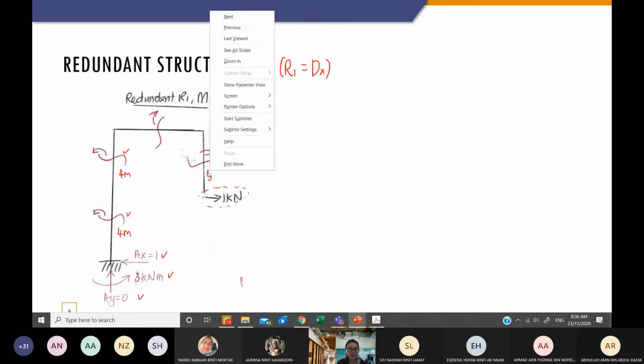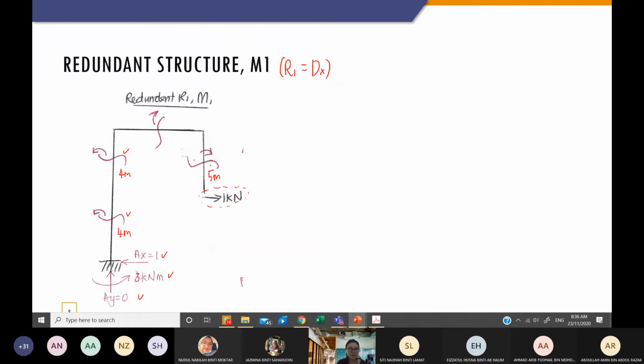Let me draw this. This is 5 meter, this is 6 meter. Okay, so I'm going to start again. Oops, it's happened. CB. Okay, section DC.